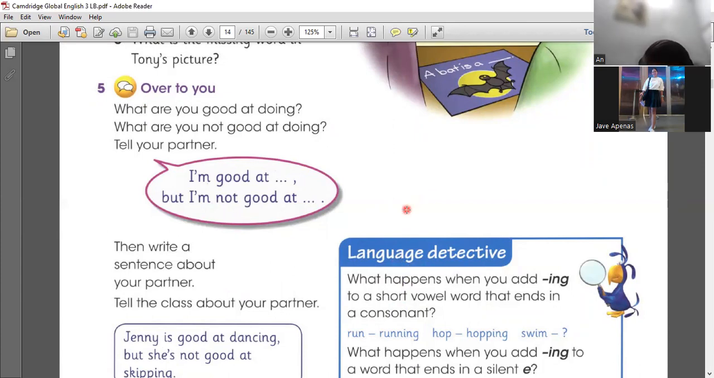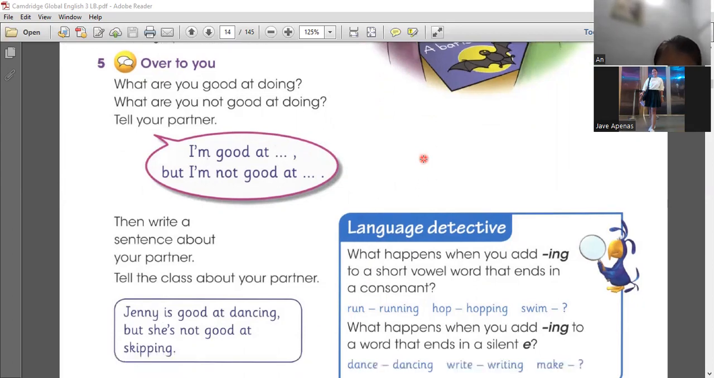I'm good at skating. Sorry? Skating? Oh, skating ice? Like ice skating? No. Oh, what do you mean? Skating. Is this the word that you're trying to say? Yeah, am I right? Like skating on the road. Roller skate. Road skating. Yeah, I got it.